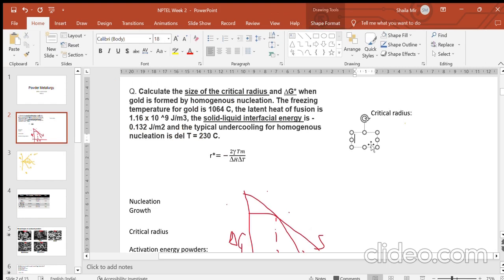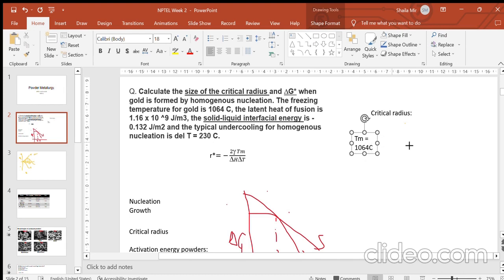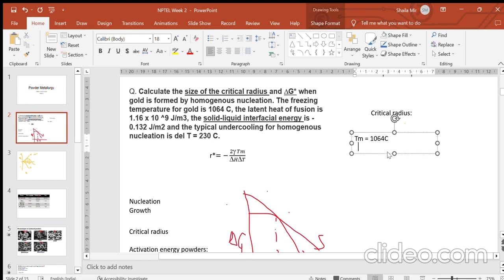So we are given that we have a freezing temperature for gold, that is the temperature at which it will melt, right? It is given as 1064 Celsius. Because we have to put it in this equation, we will convert it to Kelvin. So it will be 1064 plus 273 Kelvin. So this is the temperature of melting.